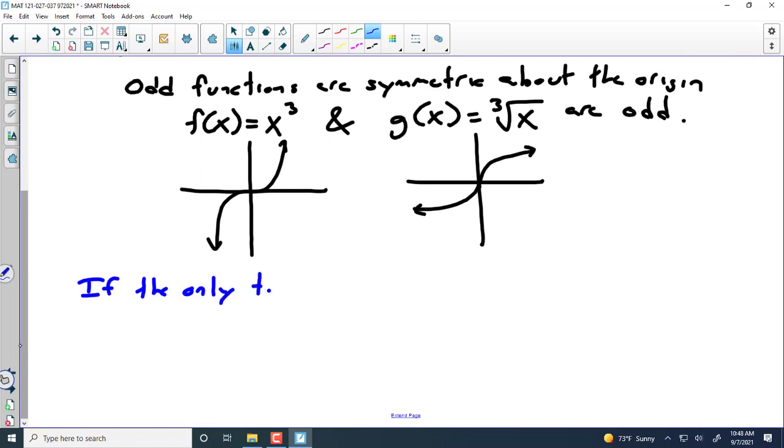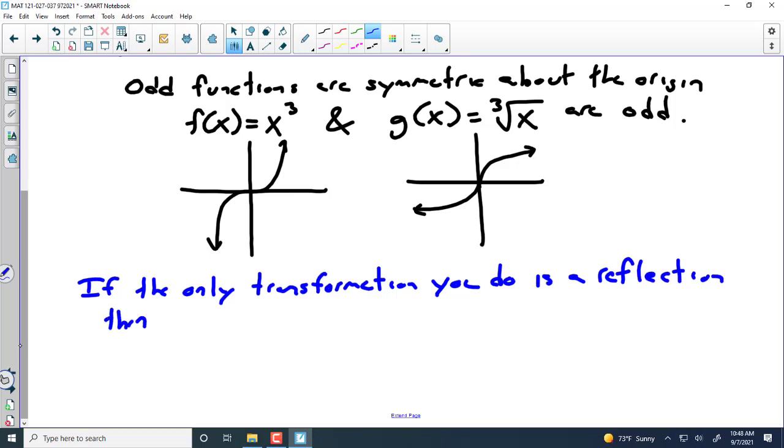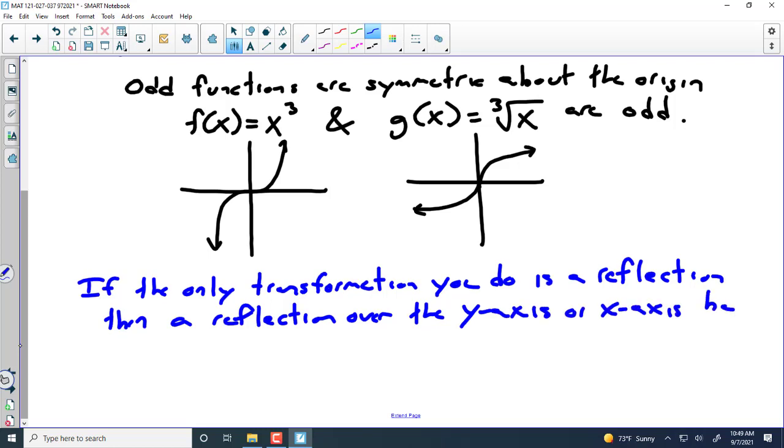If the only transformation you do is a reflection, then a reflection over the y-axis or x-axis has the exact same result. So the even function did not change at all when we reflected it over the y-axis. With an odd function, it will change if you reflect it, but the idea is this. If you reflect over the y-axis or the x-axis, you will get the same answer for both those types of reflections.